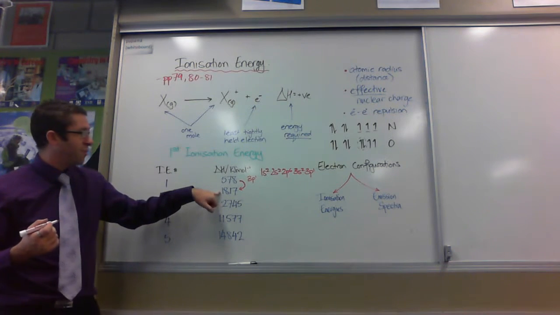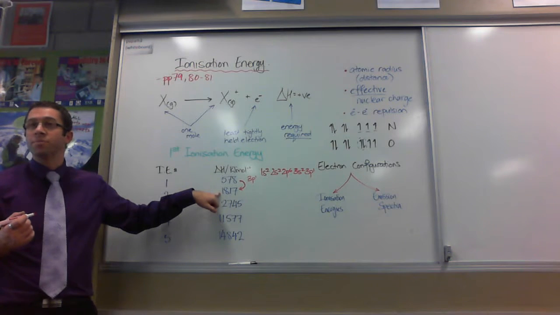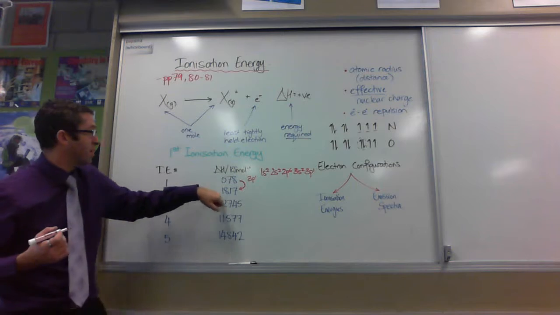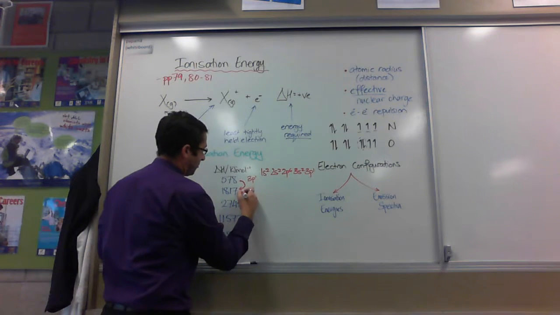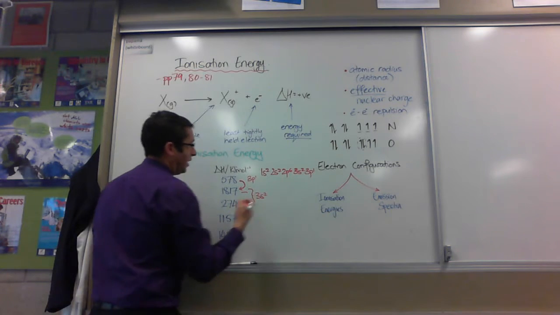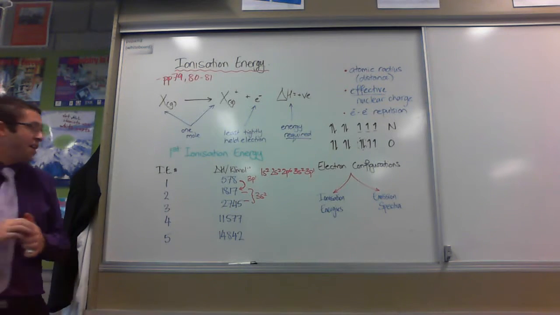This electron here, therefore, must be one of the 2 in which orbital? Third. 3s. Brilliant. So these two are the 3s2 electrons.